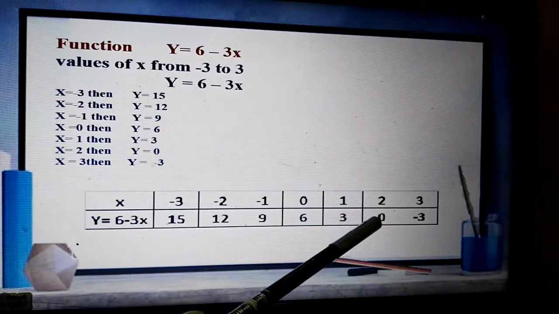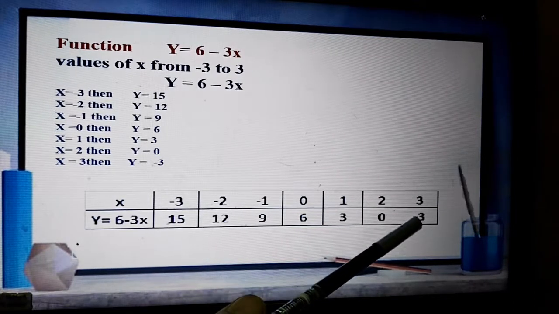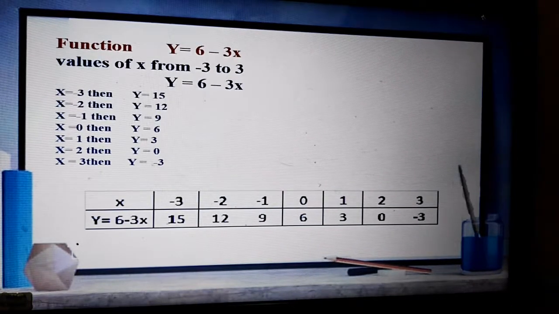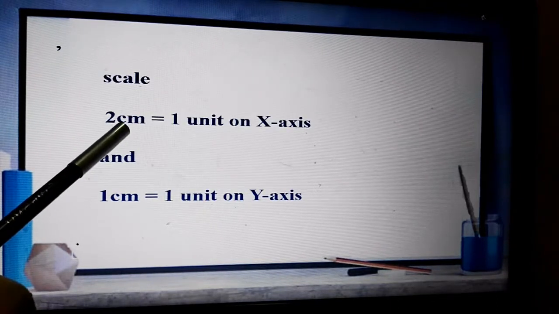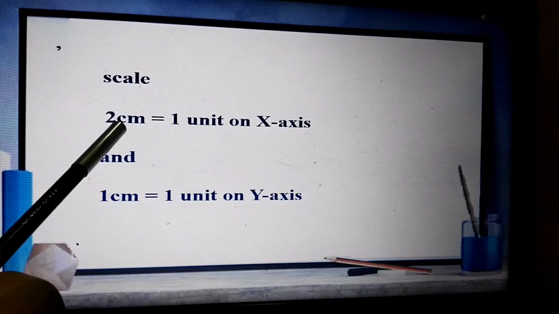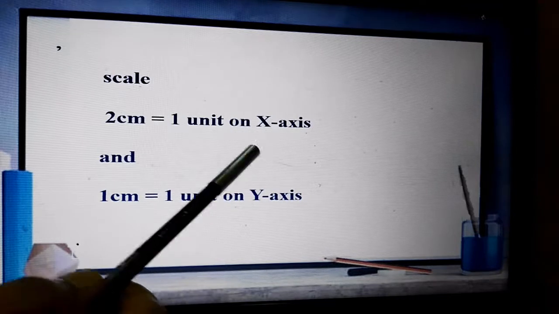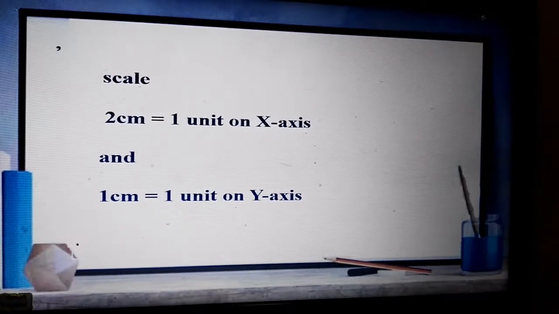If x is equal to 2, then y is equal to 0, and if x is equal to 3, then y is equal to minus 3. Scale. Here, as per the given condition, we have to choose the scale that 2 cm is equal to 1 unit on x-axis and 1 cm is equal to 1 unit on y-axis.